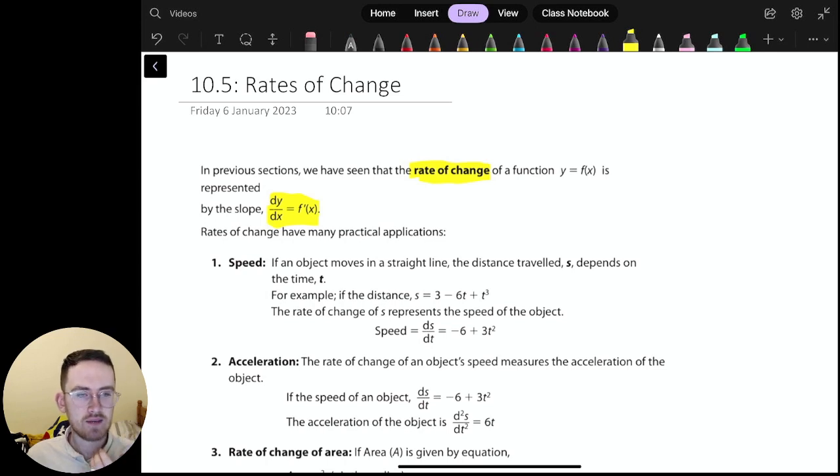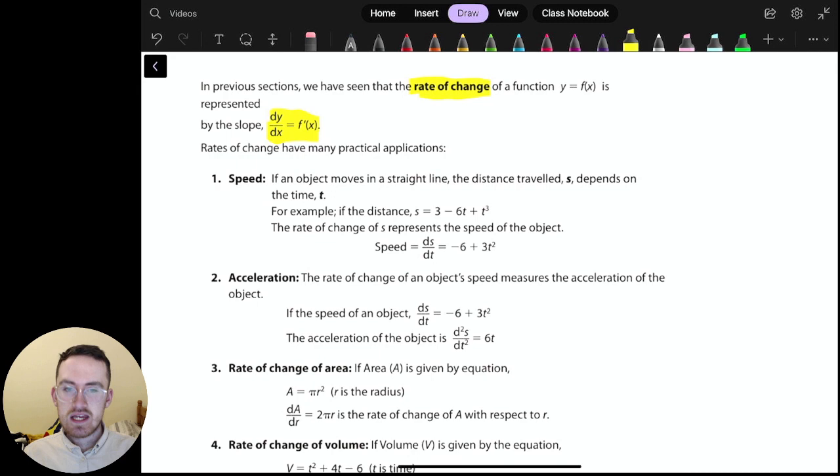And these have practical applications which are really important for the sort of questions that we could be asked. The first one is looking at speed. If an object moves in a straight line, the distance travelled, which is usually denoted by the letter s, depends on the time t. For example, if the distance is given by s equals 3 minus 6t plus t cubed, then the rate of change of s is going to be ds/dt. It's important to recognise that this letter s doesn't represent speed, it represents distance, so slightly different from what we might think.